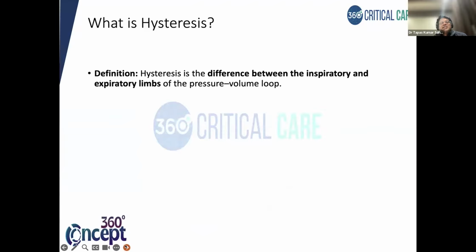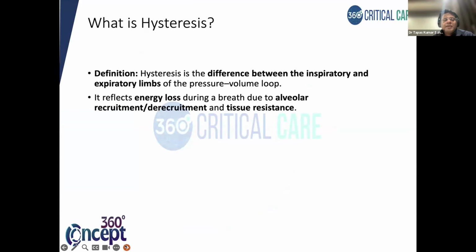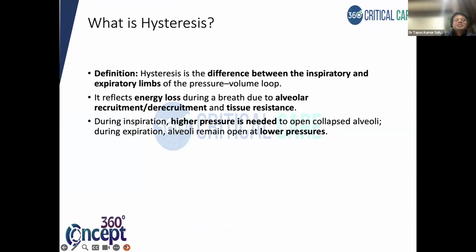Okay. Now, what is hysteresis? I have written hysteresis in the middle of this loop. The examiners are very fond of asking this question. So, hysteresis is the difference between the inspiratory and expiratory limb of the pressure volume loop that I have shown you. Now it reflects the energy loss during a breath due to alveolar recruitment or de-recruitment and tissue resistance. So it's all related to recruitment, de-recruitment and tissue resistance.